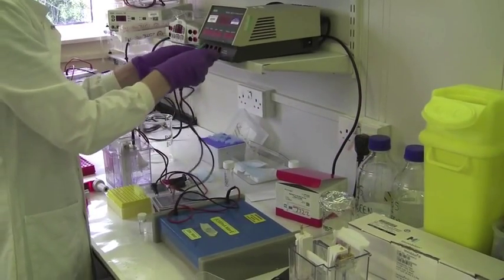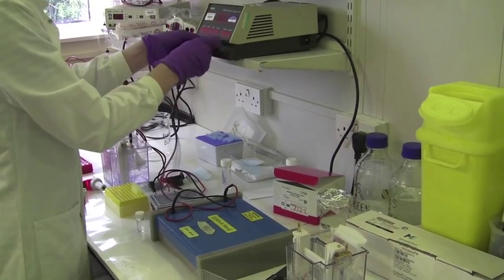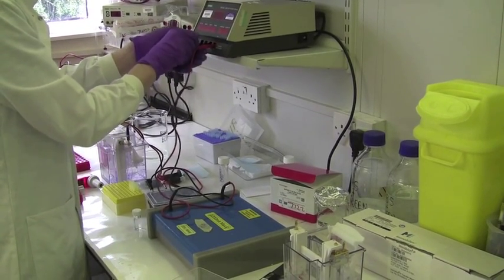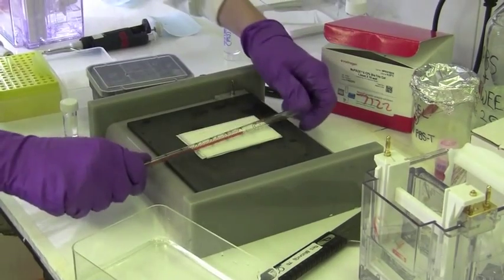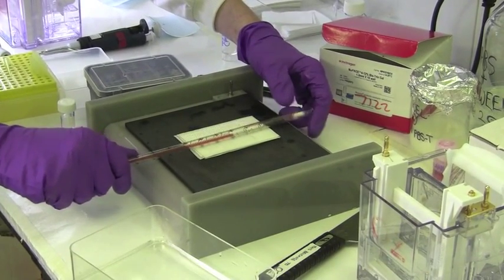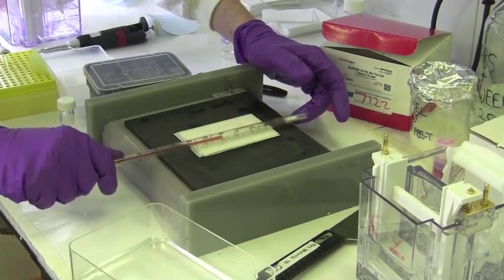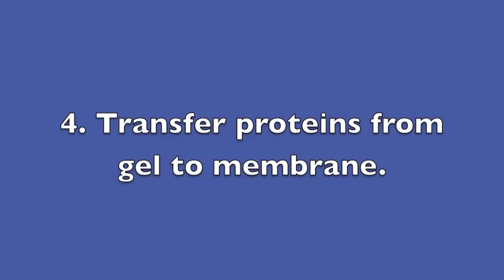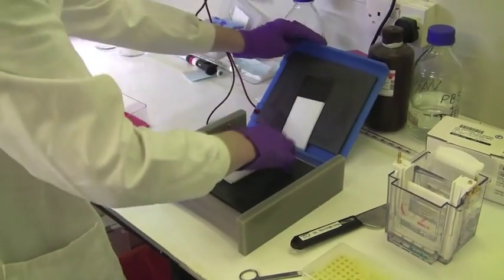An electric current is applied so as to transfer the negatively charged proteins from the gel in the direction of the positive electrode. The membrane, which is nearest the positive electrode, effectively traps the proteins, making a carbon copy of the protein pattern seen on the original SDS-PAGE gel.